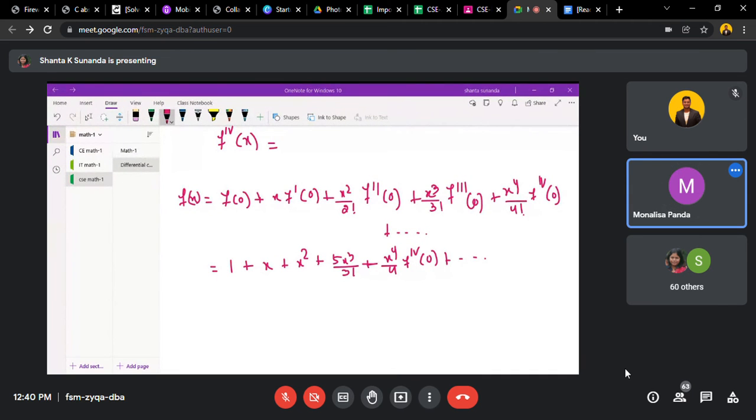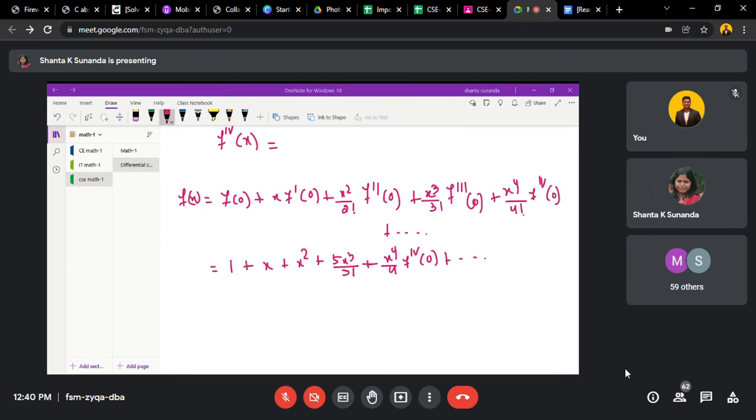Any other answers? See, there is one more way you can write, and it will be easier. We are finding the Maclaurin series, and you know the Maclaurin series of sin x. That you can use here, and that way you don't have to use derivatives. You got it? Are you getting what I'm saying? Let me see once again.